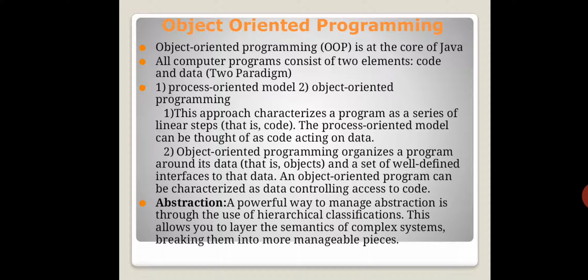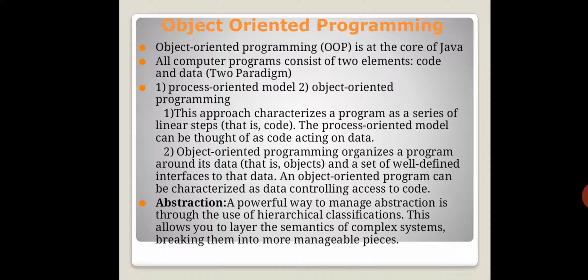All computer programs consist of two elements, code and data. If you are writing any program, definitely you will have n number of instructions or code. Why are you writing code? Just to manipulate the data, isn't it? To handle the data or to perform some tasks. That is the reason why you write programs.